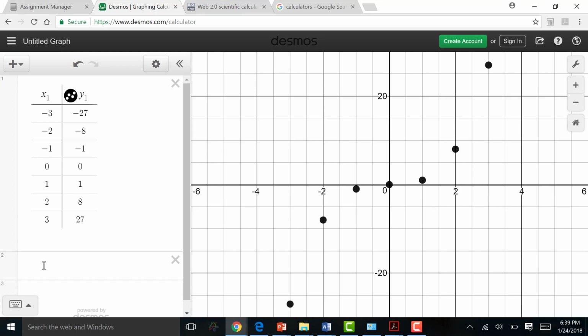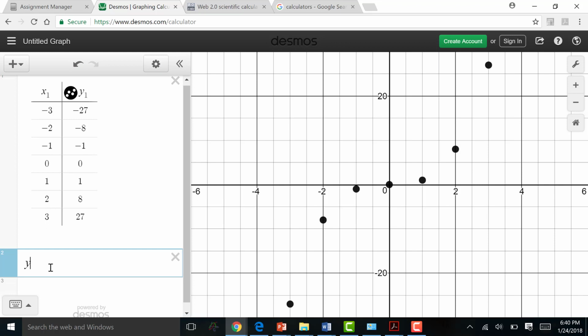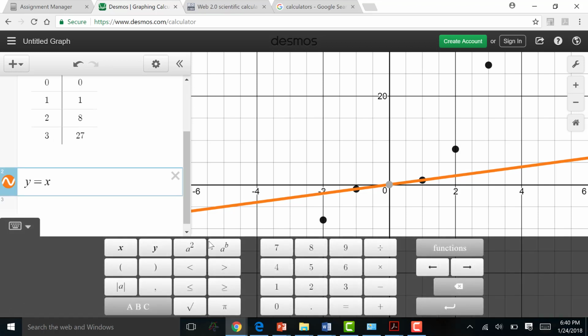Y equals, whoops, I'm typing in the wrong place. Y equals x raised to, how do you do raised to the power on your computer? You can do shift above your 6 if you're using your physical keyboard, or you can use the keyboard inside of Desmos. See where it says a to the 2nd or a to the b power? That can be raised to any power you want. 3rd, 4th, 5th, 6th. It's up to you.